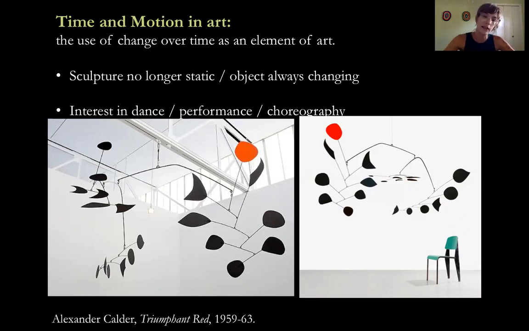You can see this one is dangling, they're both dangling from the ceiling, so the air circulates around them and moves them. So this is called kinetic sculpture. It's another key term. The artist was interested in dance, performance, and choreography, so he understood that his artwork didn't have to be static. They could always change and move, just like a dancer in a performance might move.